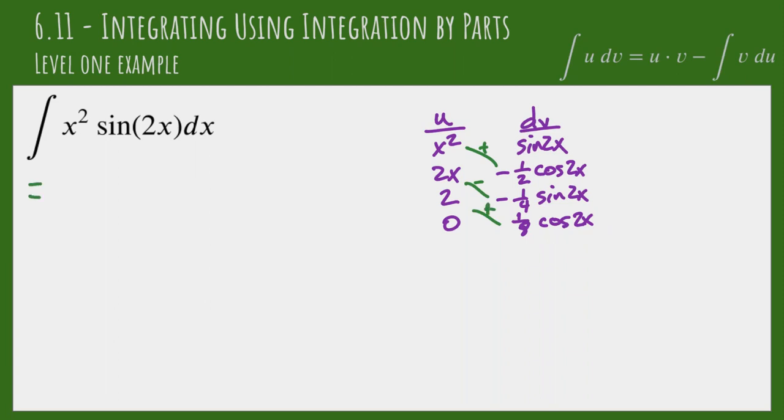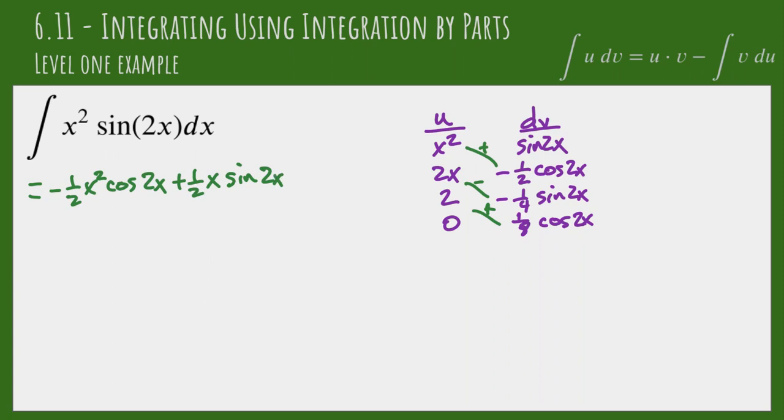So first term, we have x squared times negative 1/2 cosine of 2x. So it's going to be negative 1/2 x squared cosine of 2x. And then we're going to have the negatives cancel, the 2 and the 1/4 cancel, so we get 1/2, so plus 1/2 x sine of 2x.